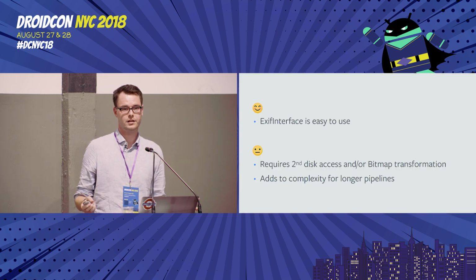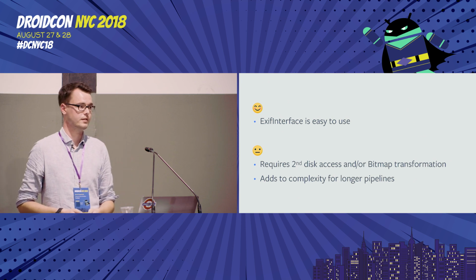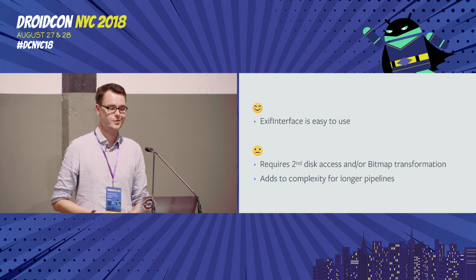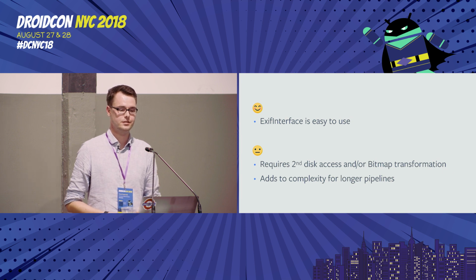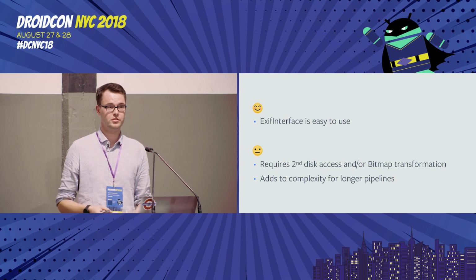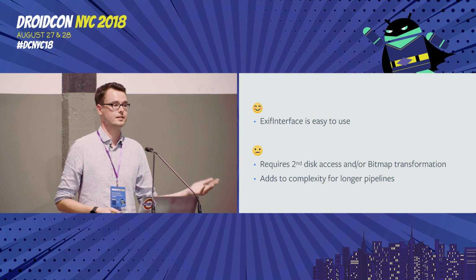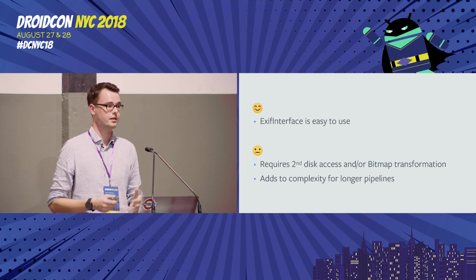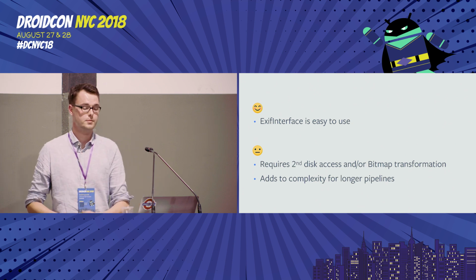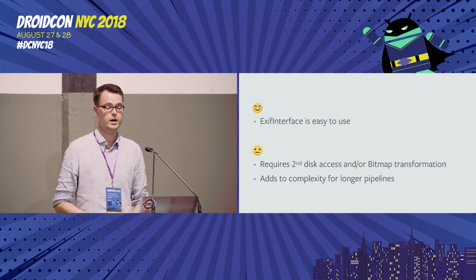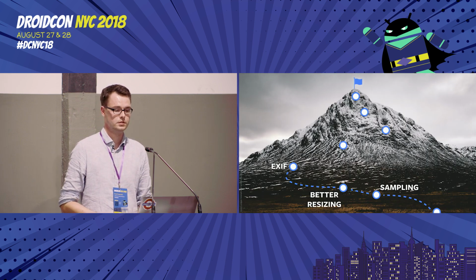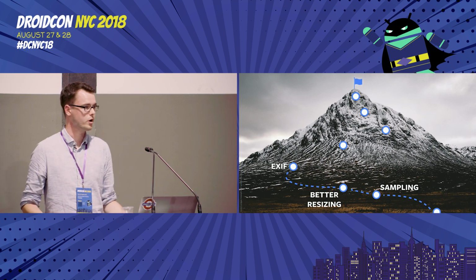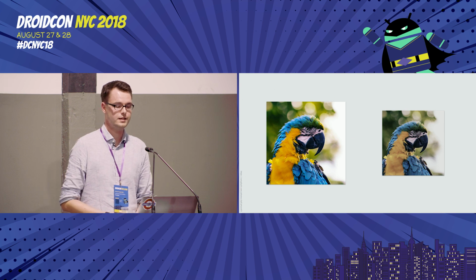And to conclude this small stop: ExifInterface, after the initial surprise that you might have when your image looks quite wrong, is actually quite easy to use and integrate. However, what it also means is that you have that second disk access, or you need that second bitmap on your heap. And especially if your pipeline gets longer and you do a lot of intermediate steps, then that might add quite some complexity. So we solved the metadata part. What could happen next? And you might end up with this.